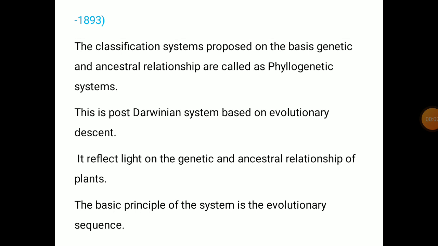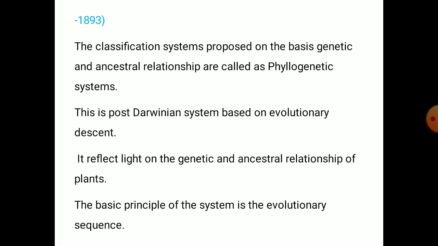The phylogenetic system was discovered by Engler and Prantl in 1893. The classification system proposed on the basis of genetic and ancestral relationship is called a phylogenetic system. Basically, in these systems, the genetic and the ancestral relationships are taken into account. The ancestral relationship directly indicates the evidence in the form of paleontological evidence.